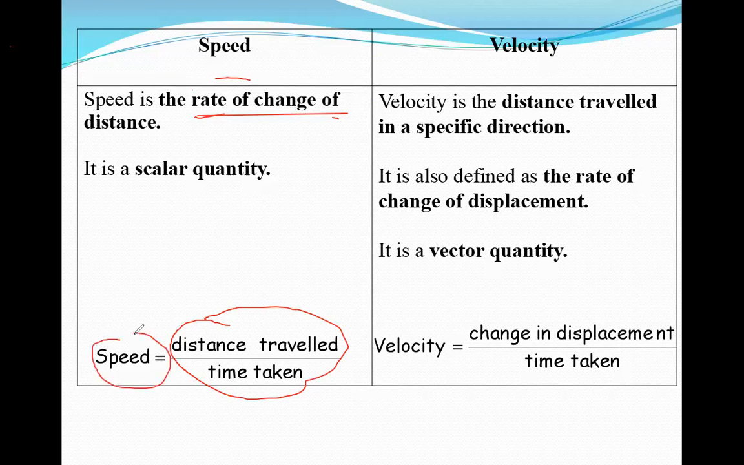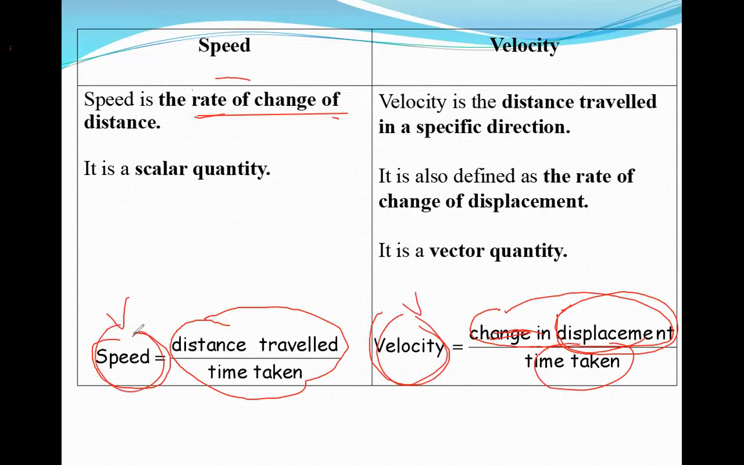The representation of speed is V. We represent the speed by V, as well as the velocity is also represented by V. But in velocity, we have change in displacement, or displacement, upon time. It's called velocity. Distance upon time is called speed.